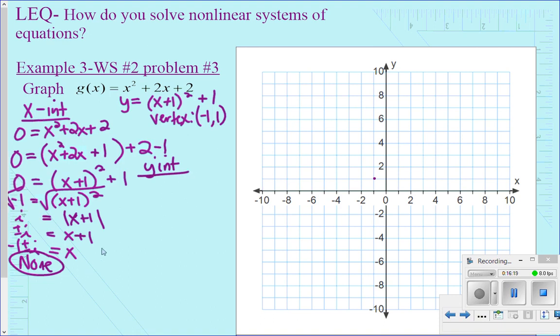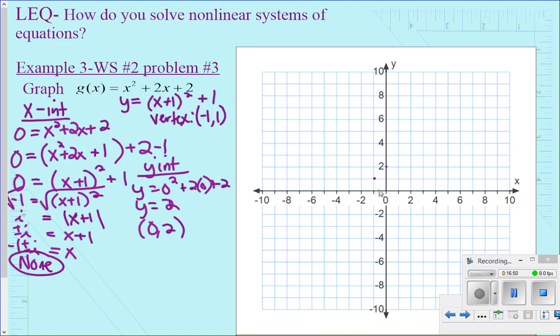So y-intercept, putting 0 in for x, 0 squared plus 2 times 0 plus 2. So y is equal to 0 plus 0 plus 2, so that's 2. So 0, 2 is our y-intercept. So I'm going to go ahead and plot that, 0, 2. Now, I can see that that y-intercept is above the x-axis. And I don't have any other points because we don't have any x-intercepts.